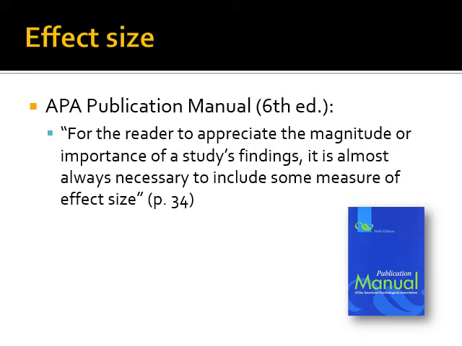So before we understand what the 2 means, we have to understand the importance of effect size. In the APA publication manual, it describes this quite well, why we need to have this effect size. It says, for the reader to appreciate the magnitude or importance of a study's findings, it is almost always necessary to include some measure of effect size, because whether or not something is statistically significant really depends more on sample size, and we want to understand how important or large that finding is. That's why we need effect size.